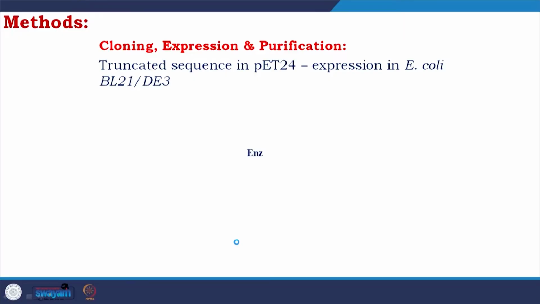So, first we do the cloning, expression and purification of the BlaC enzyme. We make the truncated version, 39 amino acids of the protein were truncated, deleted out, and we clone it in the plasmid pET24, express in E. coli BL21 DE3 expression cells. We use His-tag for primary purification and size exclusion chromatography for secondary purification.